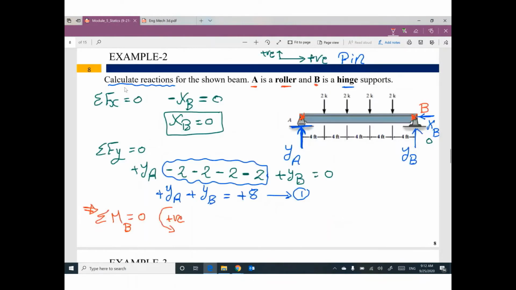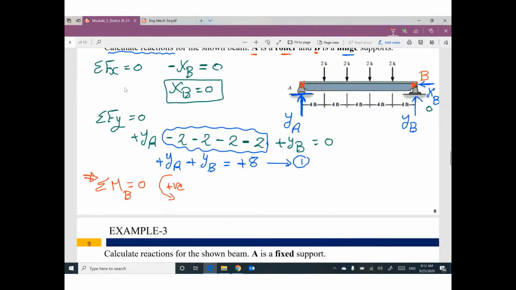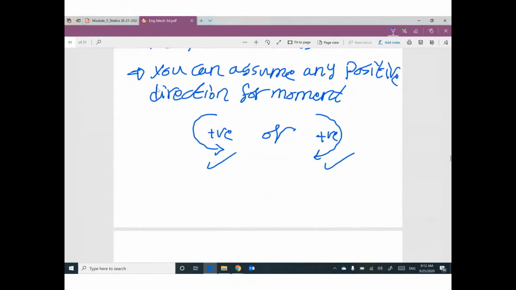So I'm taking the moment at B, and I'm assuming counterclockwise is my positive direction. You are sitting at point B all the time. Do you remember one more time? Moment means force times distance. Do you remember something here? The force and the distance must be perpendicular.